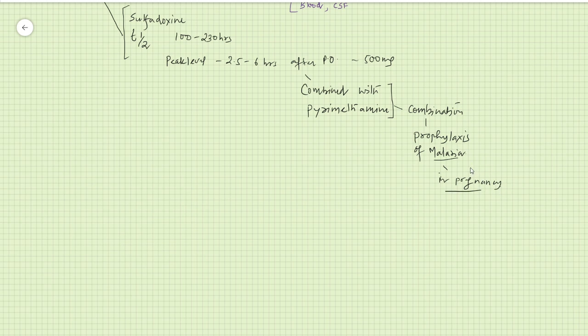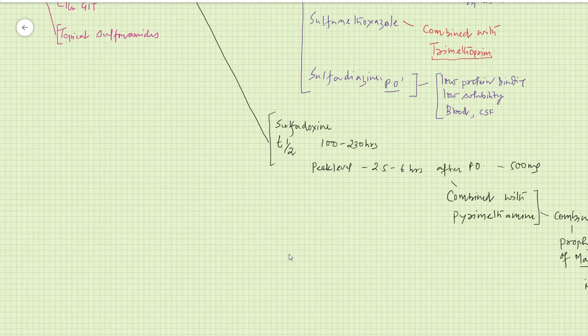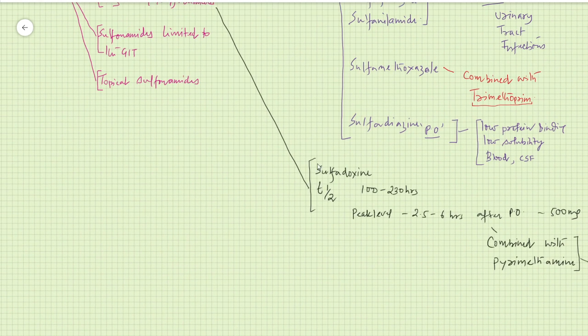Is this combination used in all the countries? No, it's used only in certain countries, especially in the tropics. Okay. So that's the clinically used drug that we need to remember, sulfadoxine, and to remember that it is combined with pyrimethamine. Let's now look at drugs which are limited to their action in the GIT.